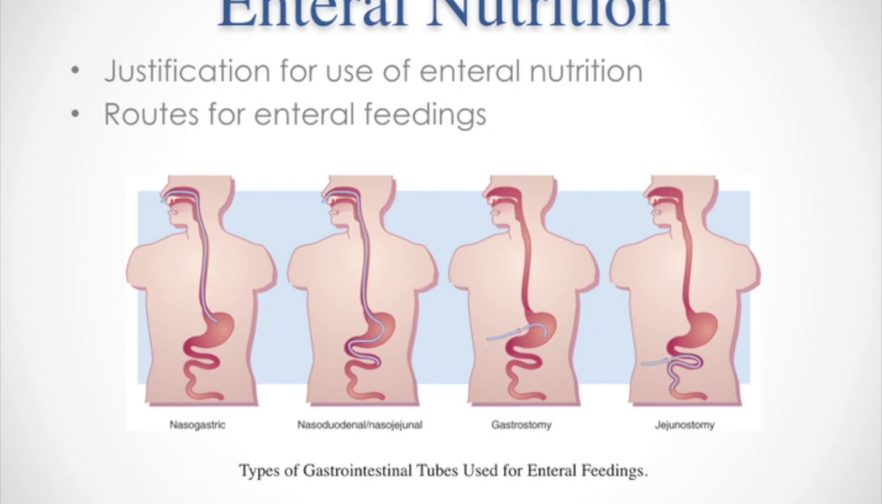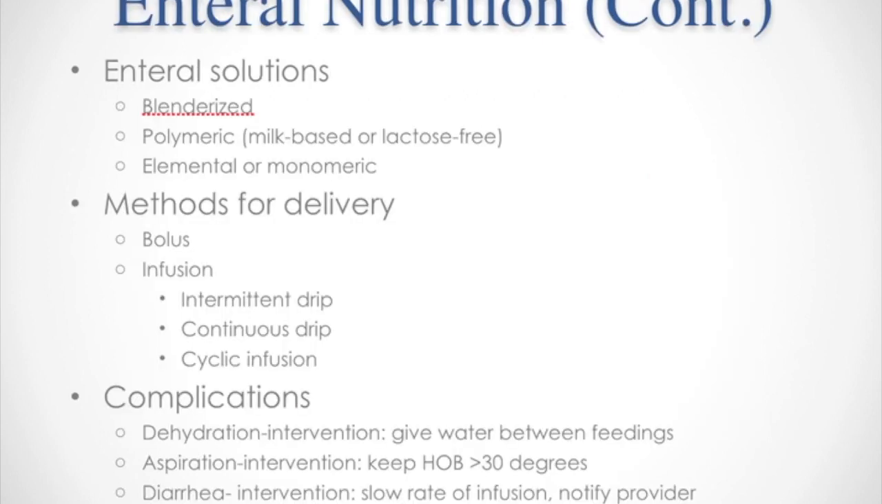Use of a nasogastric tube through the mouth or nasal cavities is the most common route for short-term enteral feedings, and we're going to talk more about enteral feedings. The components of an enteral feeding include carbohydrates, protein, and fat. Enteral feedings require adequate small bowel function with digestion, absorption, and GI motility.